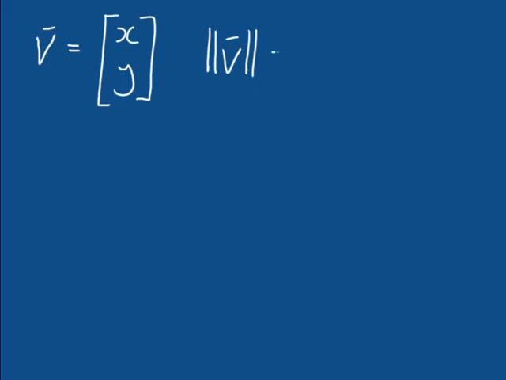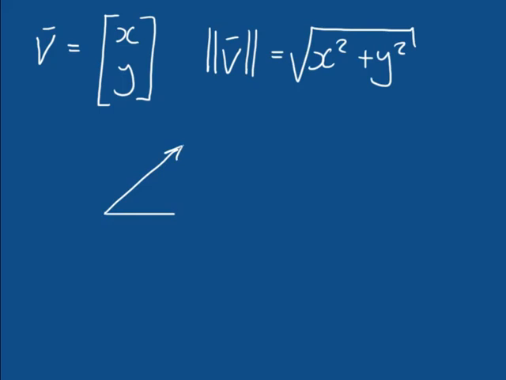So we can find the magnitude of v as equal to the square root of x squared plus y squared. And we saw that this came from thinking about our vector as being a directed line segment. If we construct a right-angled triangle such that that line segment is the hypotenuse of the triangle, we saw that we could apply Pythagoras' theorem to this triangle in order to find the length of that line segment.